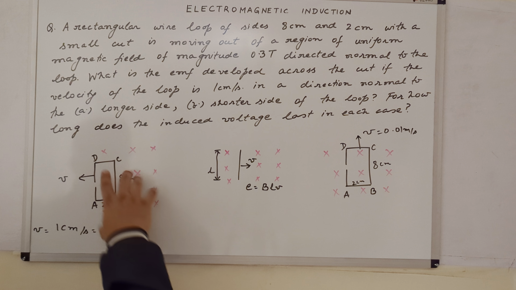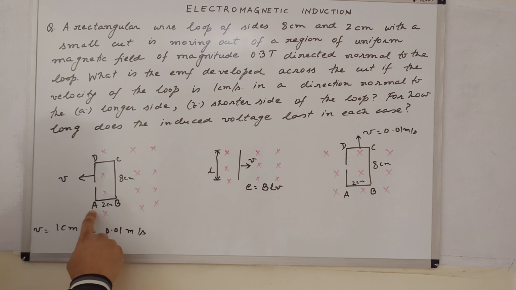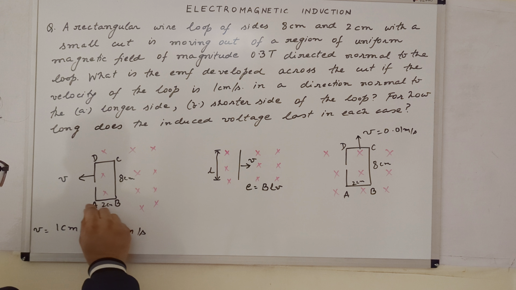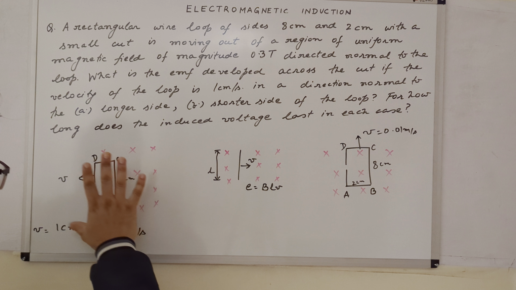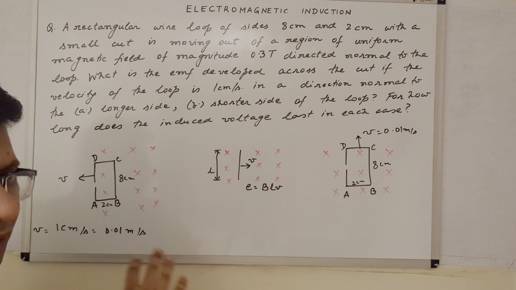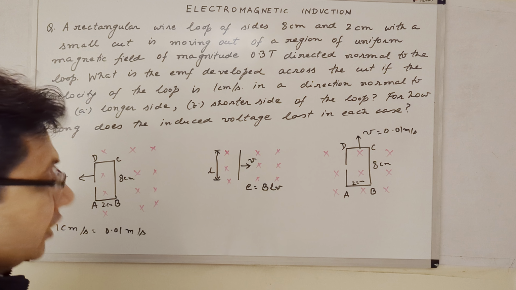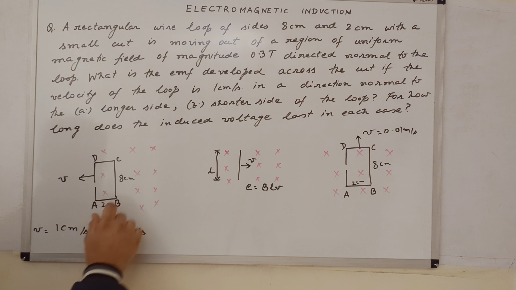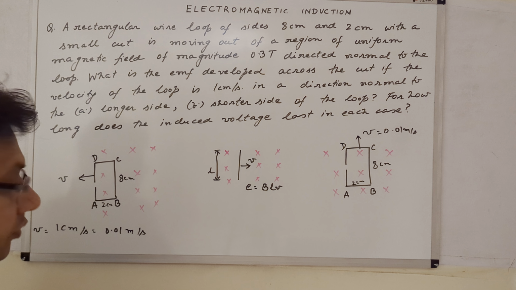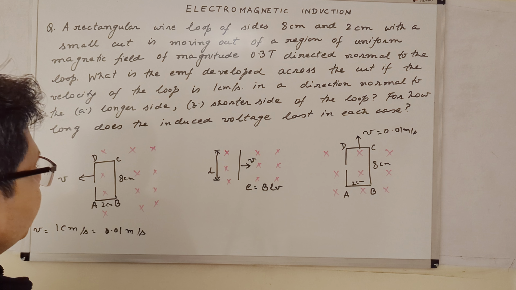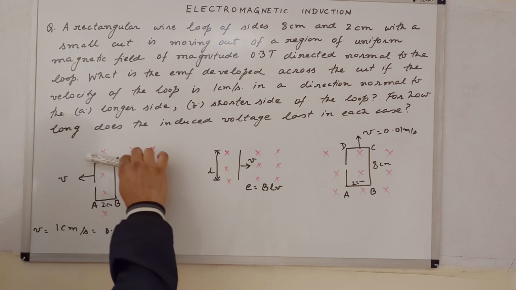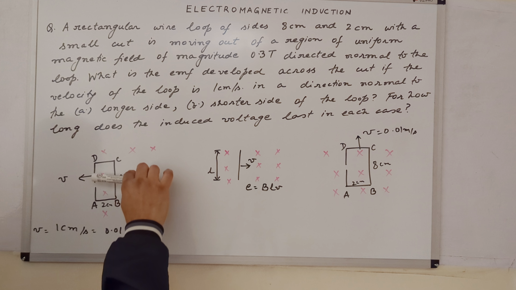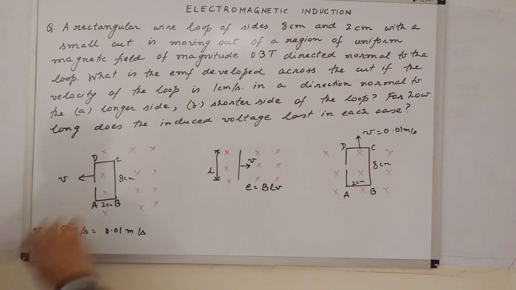Now there are two situations. This is the first situation. This is the rectangular loop. For example, let us call the corners A, B, C, D. There is a small cut here in this particular loop and it is placed inside a magnetic field which is normal to this loop. The respective sides of this loop are 8 cm and 2 cm. The velocity is given as 1 cm per second, which is 0.01 meter per second. In the first case, it is pulled normal to the longer direction. So this is the direction of the velocity in the first case.